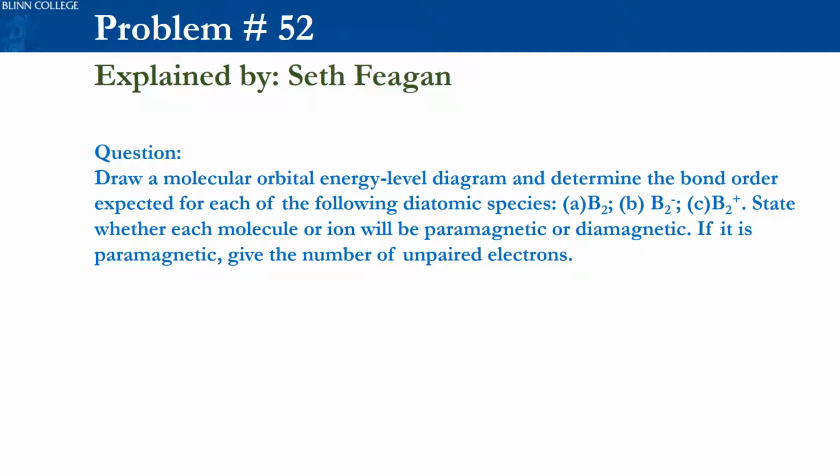So I'm doing problem number 52, which says draw a molecular orbital energy level diagram and determine the bond order expected for each of the following diatomic species: diatomic boron B2, B2 minus, B2 plus. State whether each molecule or ion will be paramagnetic or diamagnetic. If it is paramagnetic, give the number of unpaired electrons.